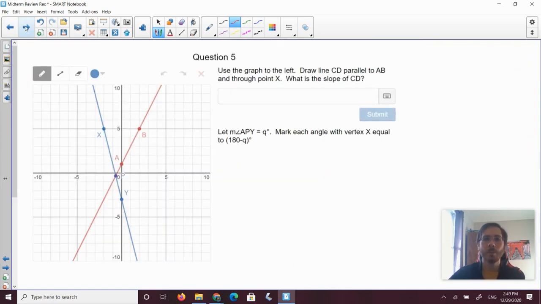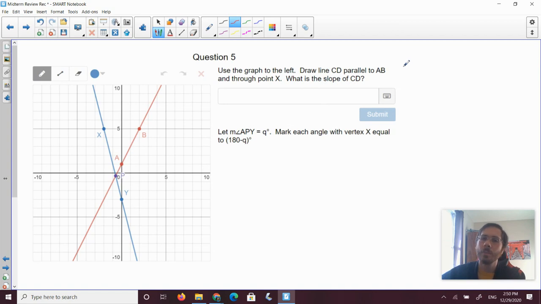All right, number 5 says use the graph on the left. We need to draw a line CD parallel to AB and through point X. What is the slope of CD? So there's a lot that's going on. So the first thing we want to do is let's actually answer this question first.